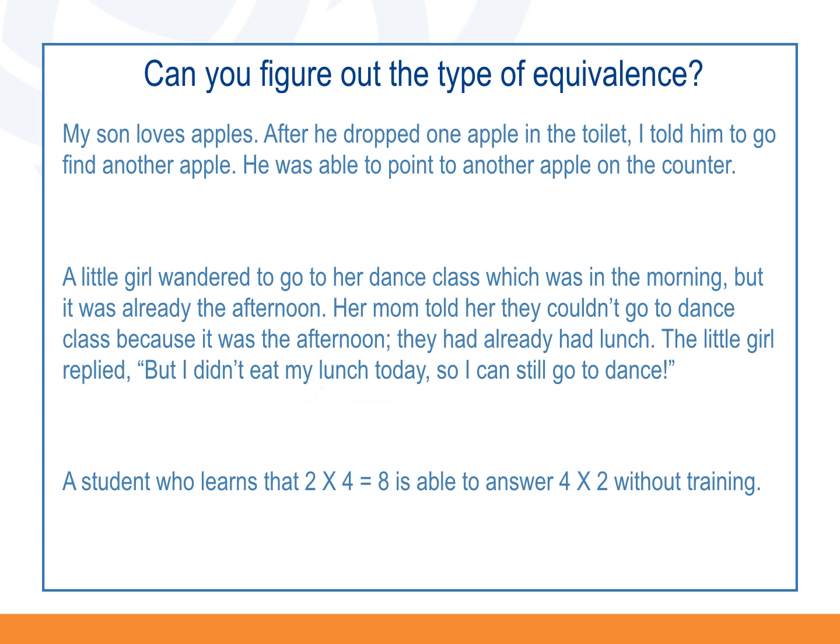And the last example, a student who learns that 2 times 4 equals 8 is able to answer what 4 times 2 equals without additional training. That's your symmetry. So if A then B, then B then A. And these are often things that we see as deficits in individuals on the autism spectrum with other developmental delays.